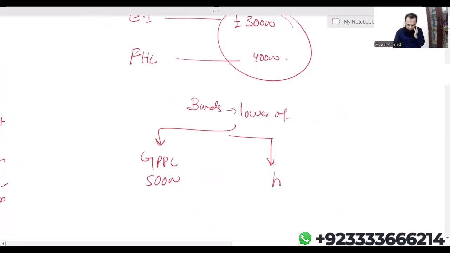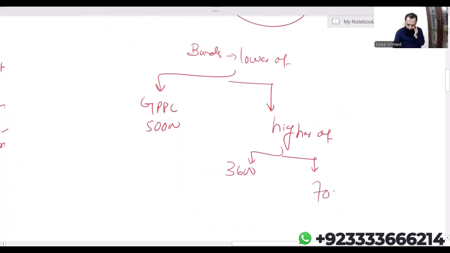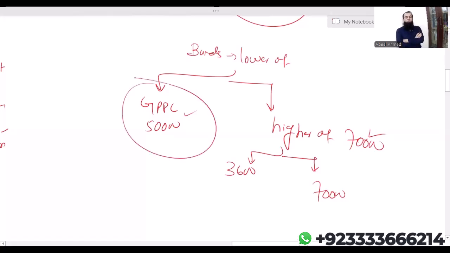here it says higher of 3,600 and total relevant earnings, which is 70,000. So the higher of is 70,000. Now 70,000 will be compared with gross PPC, whichever is lower. Obviously 50,000 is lower. So your basic and higher rate bands will increase by 50,000.